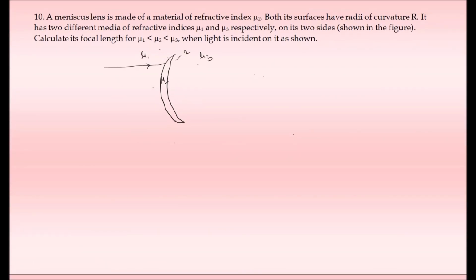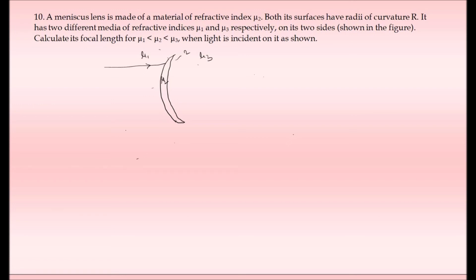A meniscus lens is made of a material of refractive index mu2. Both its surfaces have radii of curvature r. It has two different media of refractive indices mu1 and mu3 respectively on two sides, as shown in the figure. Calculate its focal length for mu1 less than mu2 and mu2 less than mu3 when light is incident on it as shown.